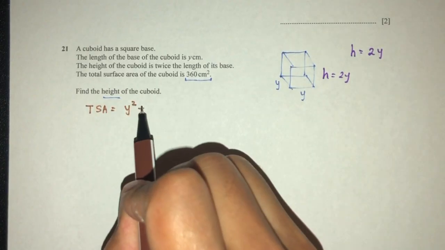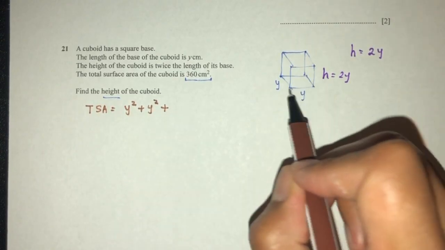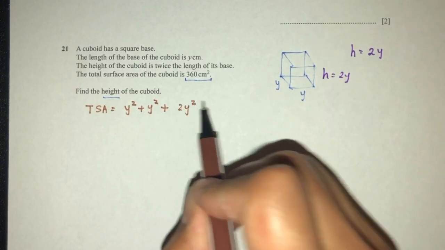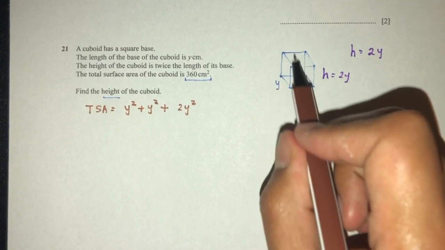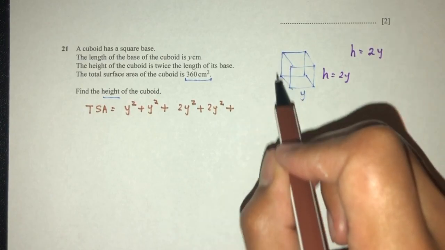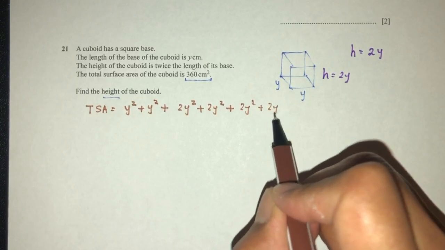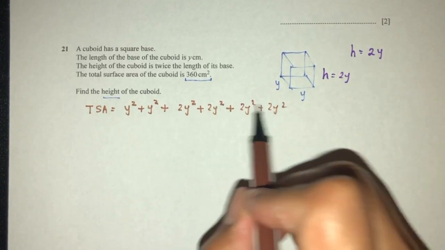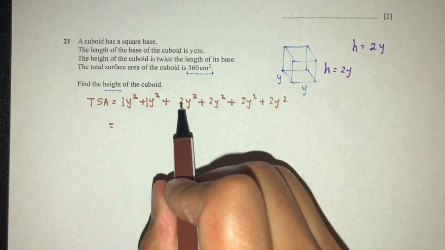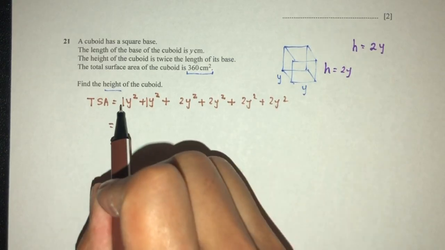Base plus top, that will be plus y squared again. And then we have this side, that will be y times 2y, which is 2y squared. This is the same as the one at the back, so plus again 2y squared. Then this side, same thing, 2y squared, and the side over here, 2y squared. In total, we need 6 sides. Let's add everything together. 2 plus 2 plus 2 plus 2 will be 8, plus 1 plus 1, that should be 10.